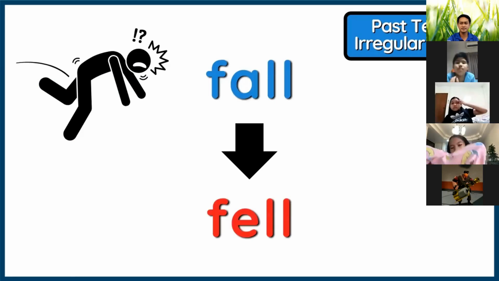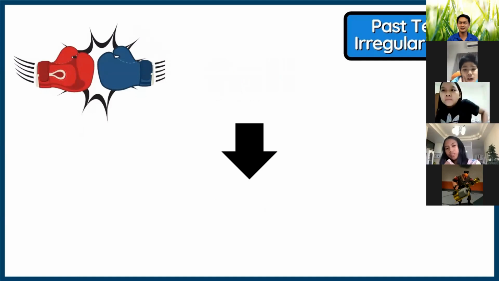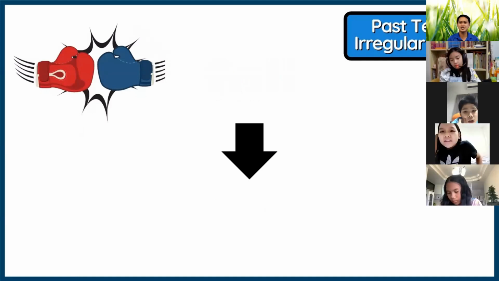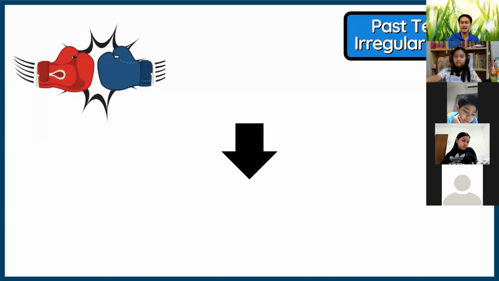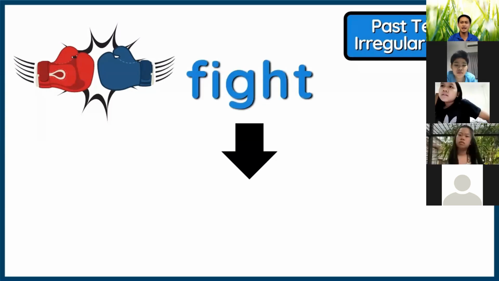Ready for the next one? Yes. How about this one? We have red corner and blue corner. What will they do? Wait for the picture. Fight. Okay. Fight. Very good. Can you spell the word fight? F-I-G-H-T. Very good. And what is the past tense for the verb fight?